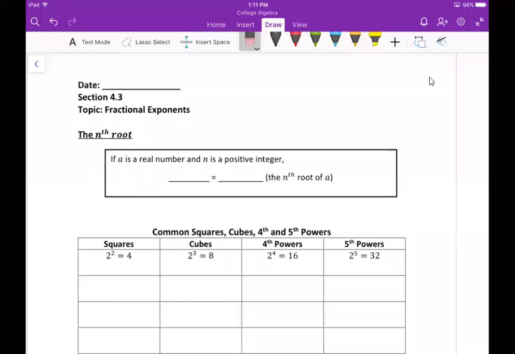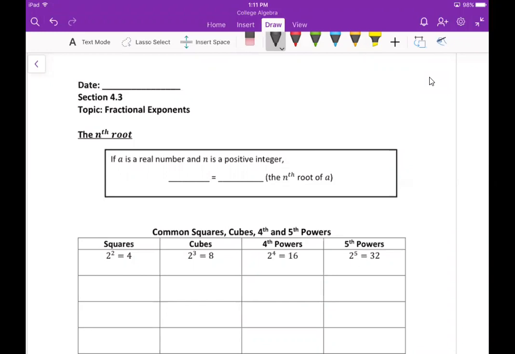All right, you are now ready for 4.3, which is going to be all about fractional exponents. You'll notice in 4.2, we only worked with integer exponents, so whole number exponents, either positive or negative. It is possible to have a fraction in your exponent, so what we want to do today is talk about what it means to have a fraction in your exponent.